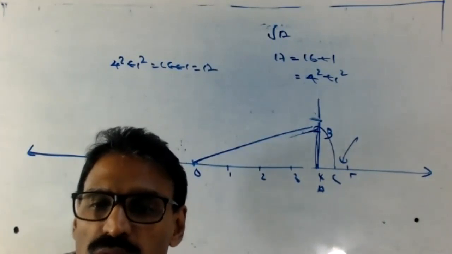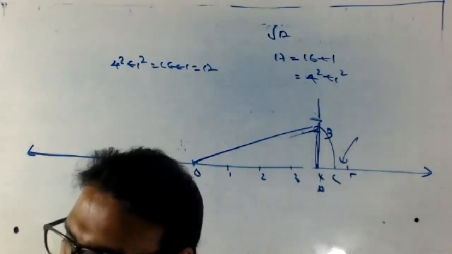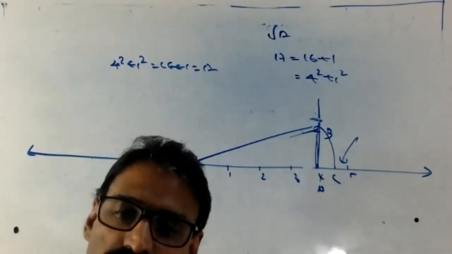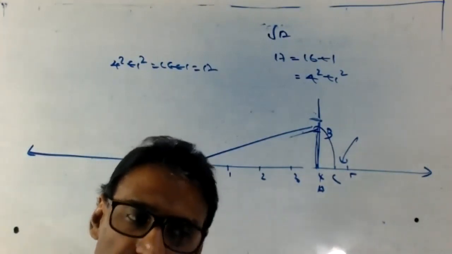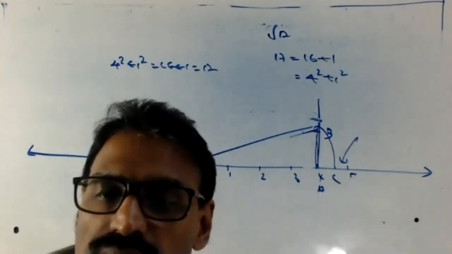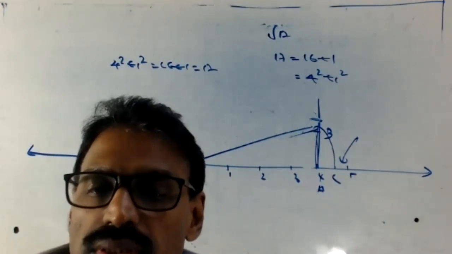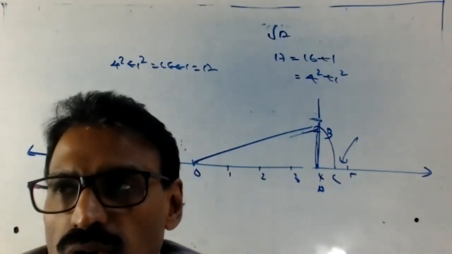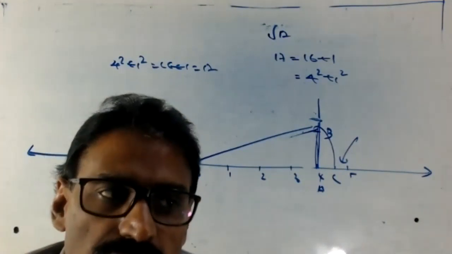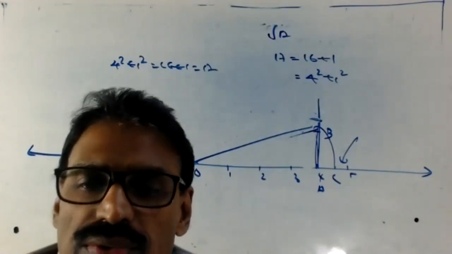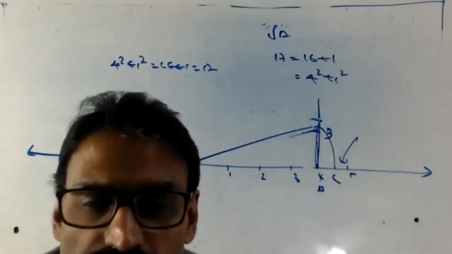Represent 3 root 2. What is 3 root 2? 3 root 2 is root of 18. Correct or no? 9 into 2, root of 18. Okay, fine. Wonderful question, that is a good question you asked. 3 root 2 equals root of 18, so we can take 9 plus 9, 3 square plus 3 square. Okay, write that question, everyone.